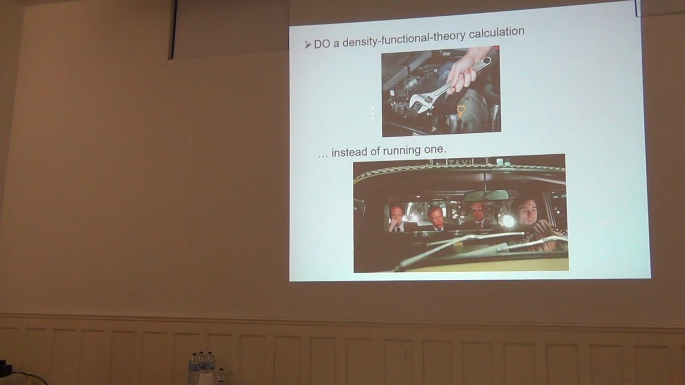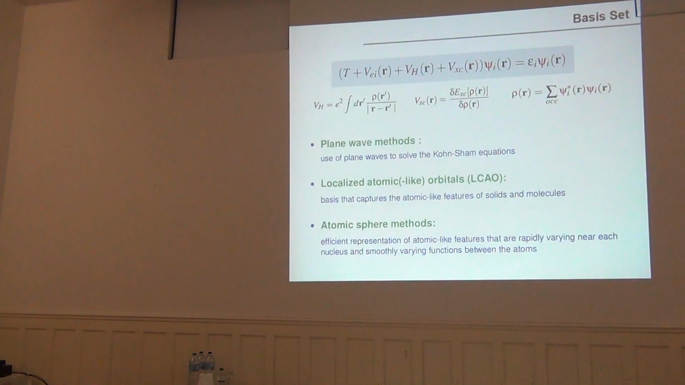You have to know what you are doing, otherwise you can do a lot of wrong things. So when one says do a density functional calculation, you have to know what you are doing, so you have to really go into these codes and understand what the code is doing. Otherwise, you may do a lot of wrong things, because it's not as easy as just pressing a button. There are many parameters that you have to choose. So do a density functional calculation instead of just running one. So that was basically the advice.